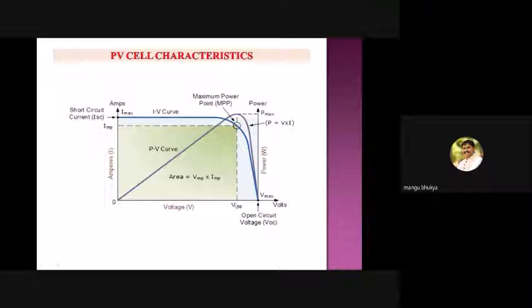But before the MPP point, what is the relation? To increase the power drawn from the panel, I will increase the voltage. But after the MPP point, to increase the power drawn from the panel, I will decrease the voltage. So here I am using voltage as my parameter. I will increase the voltage across the panel and see whether my power is increasing or decreasing.